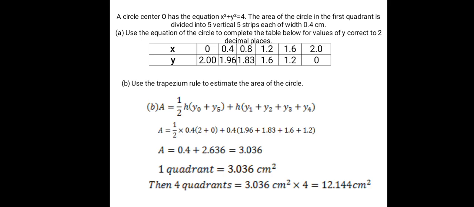A circle center O has the equation x² + y² = 4. The area of the circle in the first quadrant is divided into 5 vertical strips, each of width 0.4 centimeter. Use the equation of the circle to complete the table below for values of y correct to 2 decimal places. Use the trapezium rule to estimate the area of the circle.